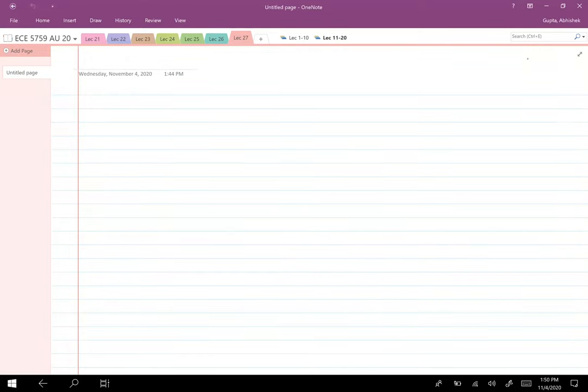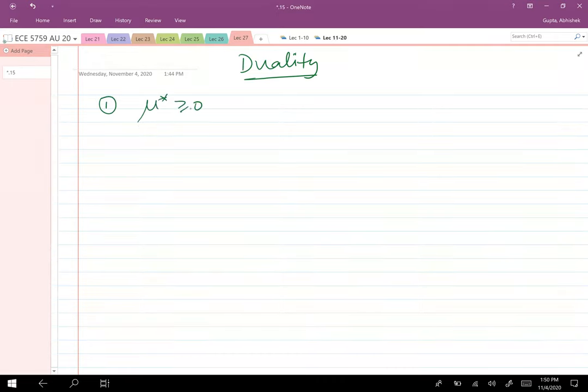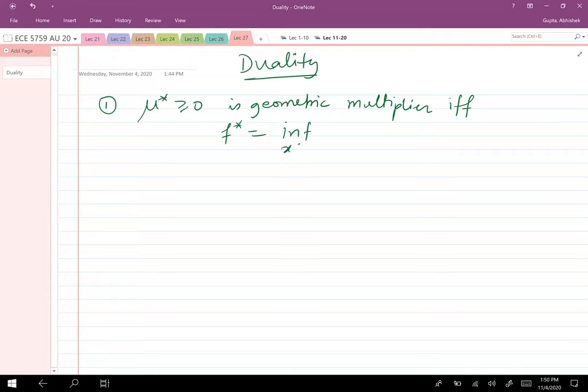In the previous few lectures, we were talking about duality. And there are a few things that we have covered so far. So let me just quickly review what all things we have covered. The first thing is the definition of geometric multiplier. So mu star greater than or equal to zero is a geometric multiplier if and only if f star equals the Lagrangian of x comma mu star. So that was the definition of geometric multiplier.